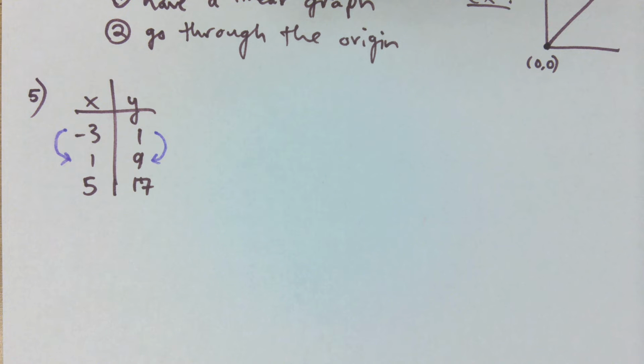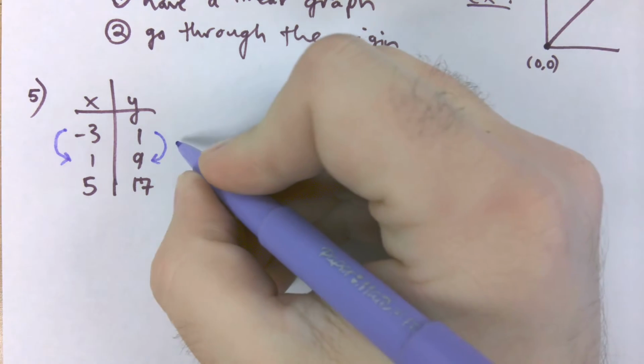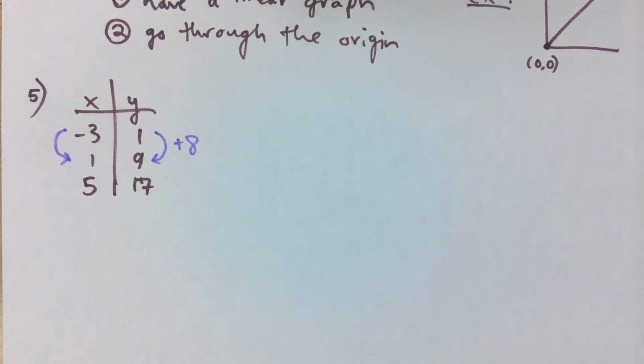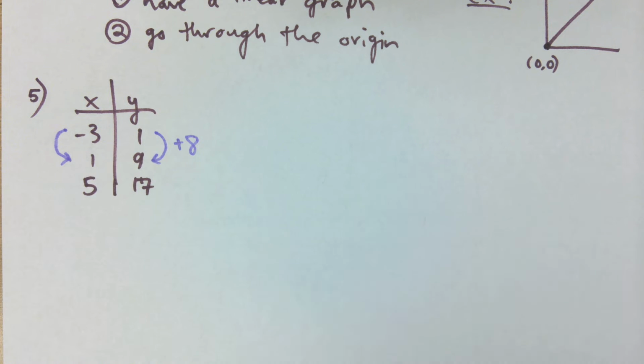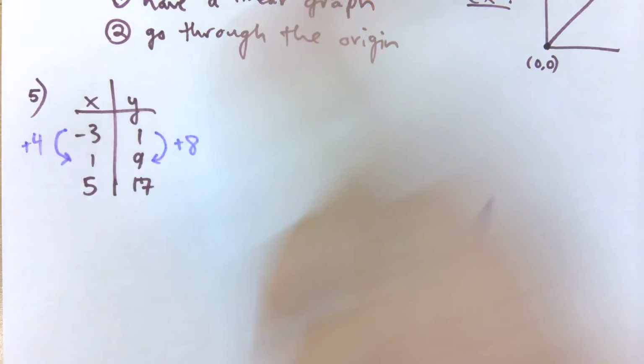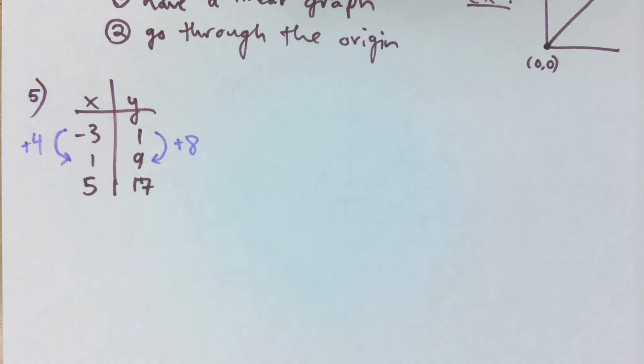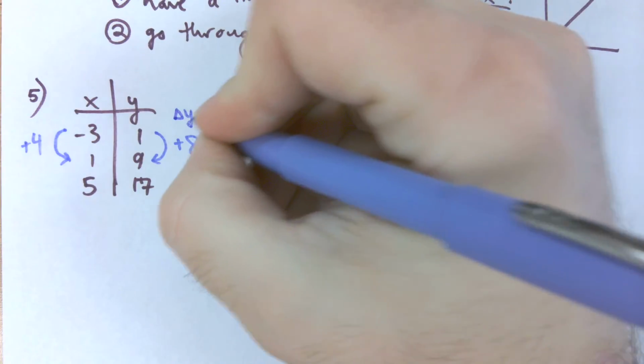So how do we get from 1 to 9? What do we have to do? Do we have to subtract? Add. How many do we have to add, Leslie? Eight. Thank you, Leslie. 8. What are we doing with the x from negative 3 to 1? Adding. We're adding again, right? Or if that's confusing, what about from 1 to 5? How do we get from 1 to 5? Plus 4. Exactly. Same thing with negative 3 to positive 1. We're adding 4. So this is our change in y.